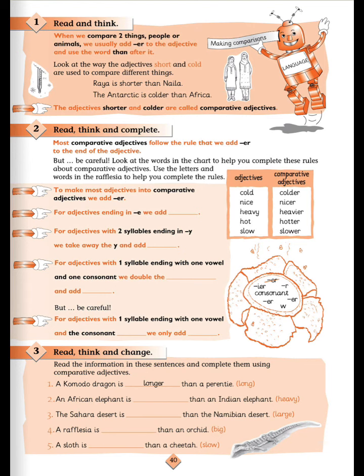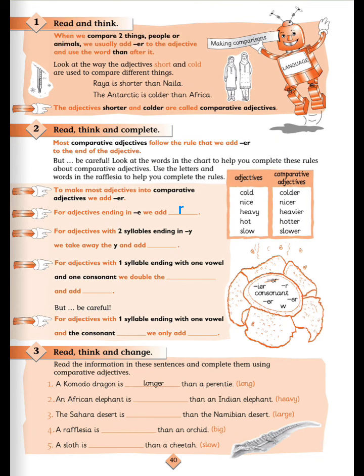Exercise number 2. Read, think, and complete. Most comparative adjectives follow the rule that we add er to the end of the adjective. But be careful. Look at the words in the chart to help you complete these rules about comparative adjectives. Use the letters and words in the rafflesia to help you complete the rule. To make most adjectives into comparative adjectives, we add er. For adjectives ending in e, we add r.